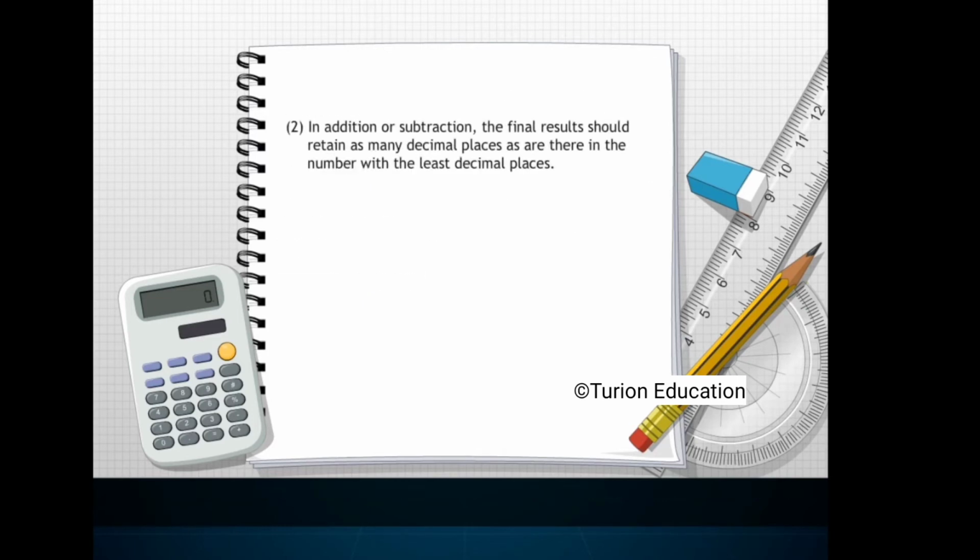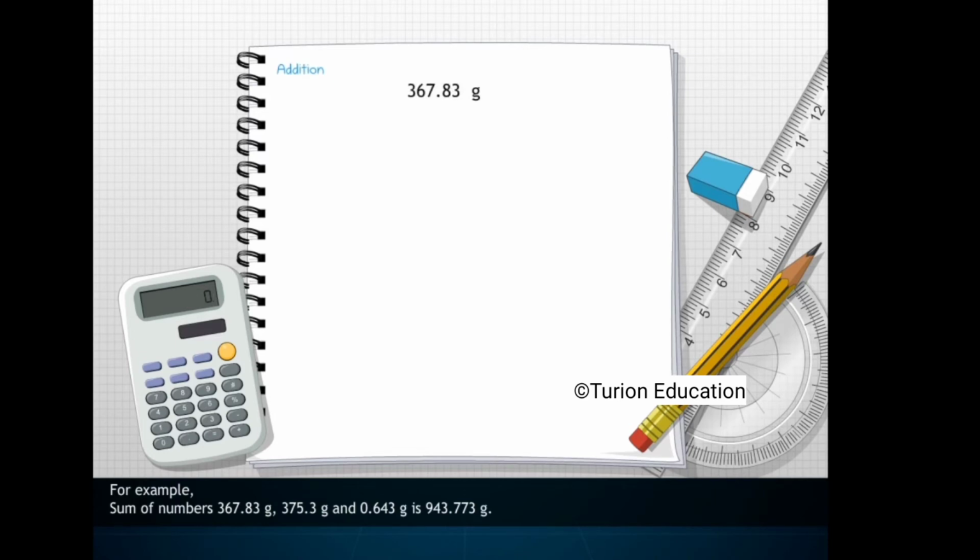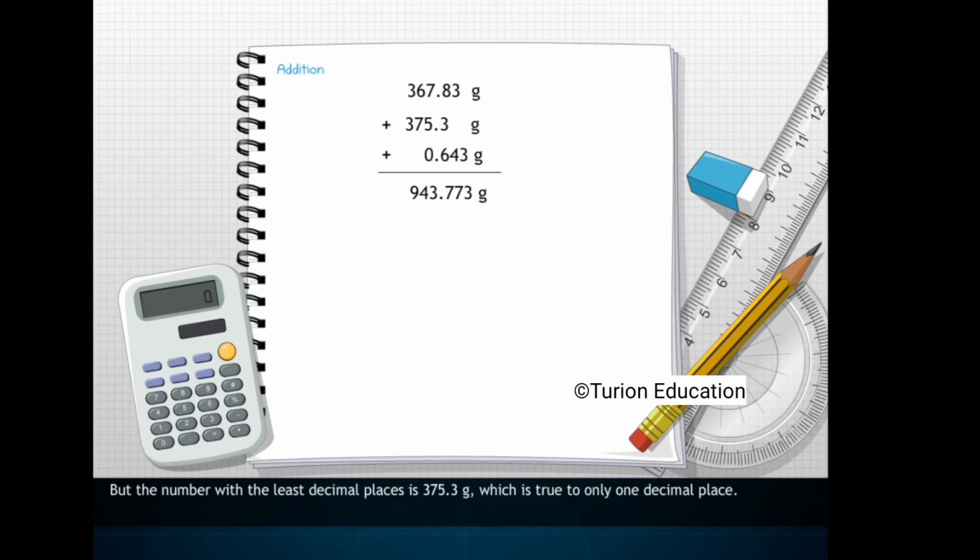Second, in addition or subtraction, the final result should retain as many decimal places as are there in the number with the least decimal places. For example, the sum of numbers 367.83 grams, 375.3 grams, and 0.643 grams is 943.773 grams. But the number with the least decimal places is 375.3 grams, which is true to only one decimal place. So the reported result should be rounded off to 943.8 grams.